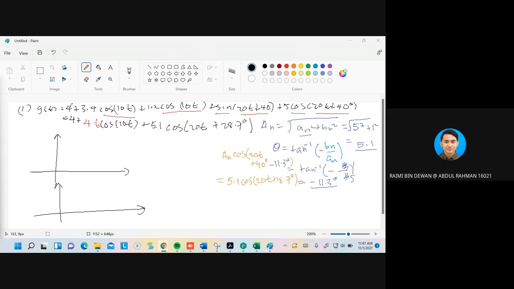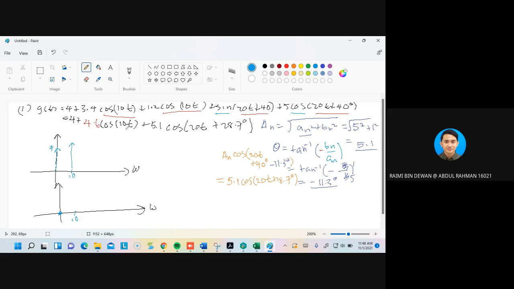The amplitude 4. You don't have any angular frequency there, so it should start here. Let me use a different graph. So here is your 4, and for the phasor they are 0, so it's here. The next is omega equals to 10, so you have 10 here. For amplitude, it is 4.6, so a bit up there.